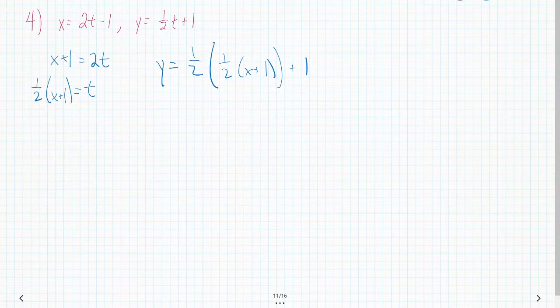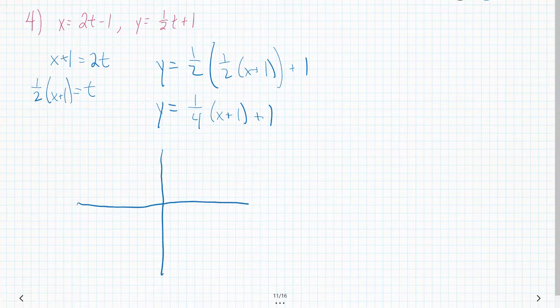So y equals 1/2, and then t is 1/2 (x plus 1), right? And then we go plus 1. So notice all of a sudden this makes just y equals 1/4 (x plus 1) plus 1. So if we're to draw this graph, hopefully we recognize what this is right away. If not, no big deal. Let me write this a little bit nicer for us. So this becomes y equals 1/4 x plus 1/4, so that would mean plus 5/4.